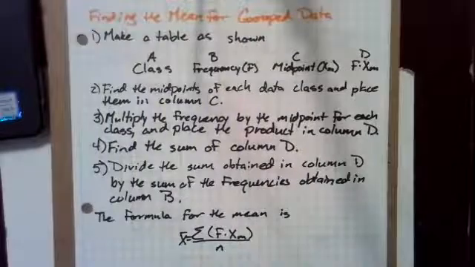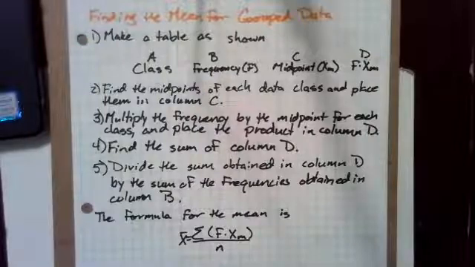To find the mean for grouped data, as in one of our frequency tables, first make a table as shown. We'll have 4 columns: the class or class boundaries, the frequency, f, the midpoint, xm, and then our D column will be the frequency times xm.